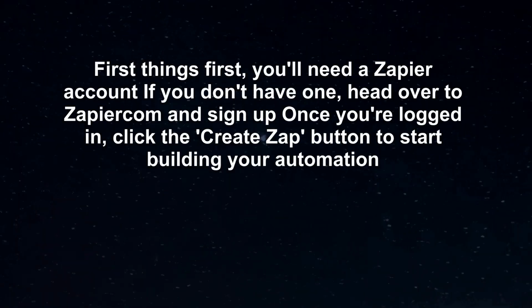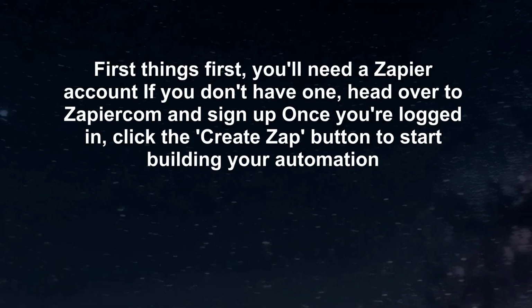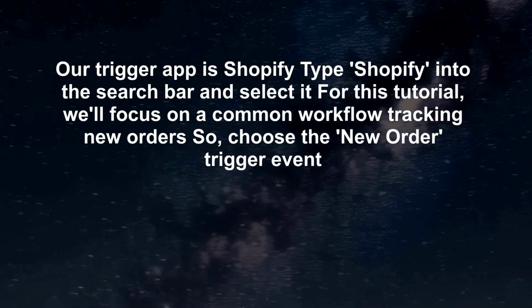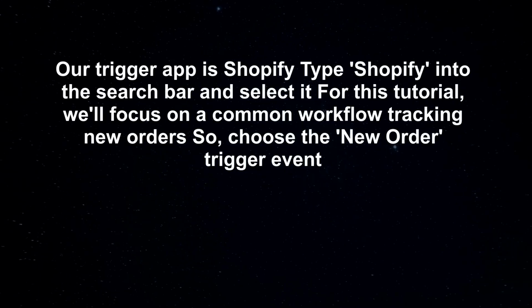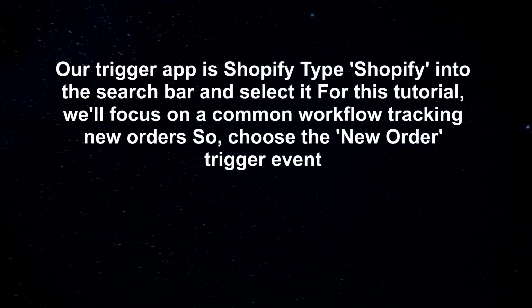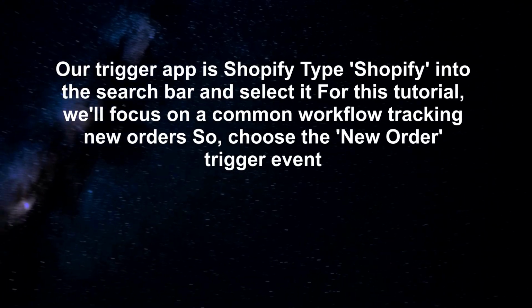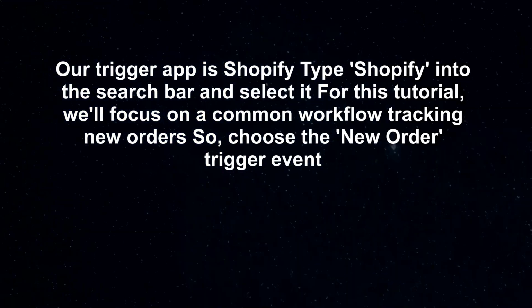Once you're logged in, click the Create Zap button to start building your automation. Our trigger app is Shopify. Type Shopify into the search bar and select it. For this tutorial, we'll focus on a common workflow, tracking new orders, so choose the New Order trigger event.